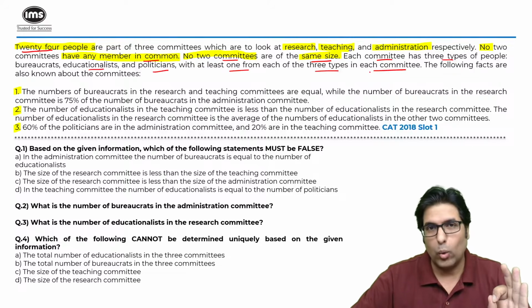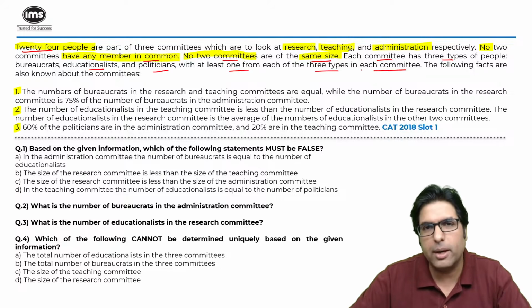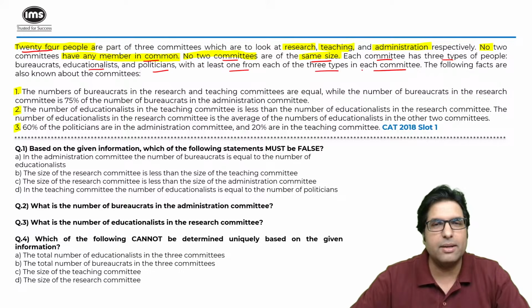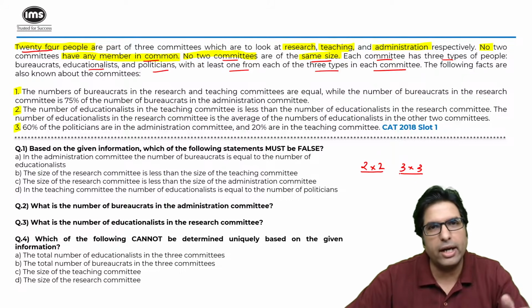Now, interesting. Once you look at this clue, there are three committees, and in each of these three committees, you have bureaucrats, educationalists, and politicians. The moment you look at this, and typically once you pursue your MBA and beyond, you will realize that there is something called a 2 cross 2 or a 3 cross 3 that is very frequently used. 2 cross 2, 3 cross 3, 4 cross 4. These are general jargons used in consulting. What do you mean by 2 cross 2? 2 cross 2 typically means a matrix with 2 rows and 2 columns. A 3 cross 3 would mean what? A matrix with 3 rows and 3 columns.